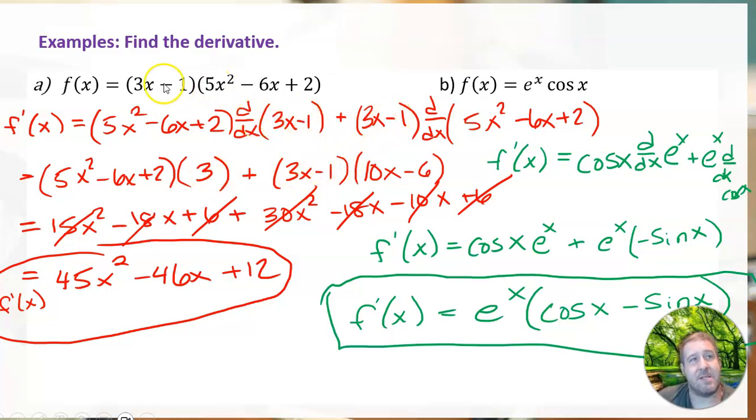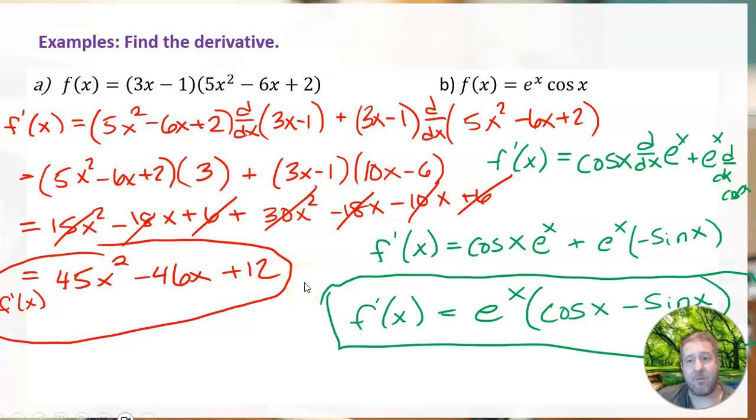So first term times the derivative of the second term, which is just 3. And then here we have the first term times the derivative of this. d dx, remember, d dx means find the derivative with respect to x of this term. 2 times 5 is 10, and then negative 6 times 1 is negative 6. So from here, it's just a matter of multiplying, distributing each one of these and then simplifying, and then you can get it down to a simple answer.